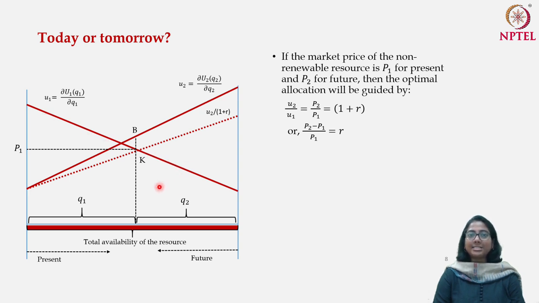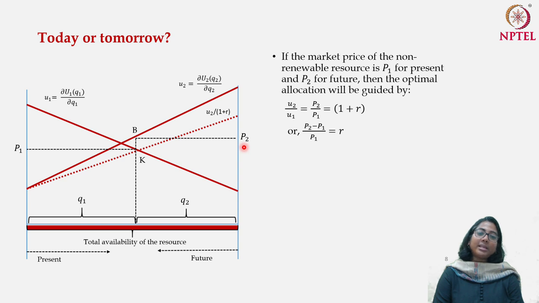However, what is the price that is going to be charged tomorrow? Tomorrow's price is going to grow at the rate R. So tomorrow's price, that is P2, is nothing but 1 plus R times P1. If I multiply P1 by 1 plus R, I end up with a price which is P2, because this BK is giving you the factor 1 plus R. So the rate at which price increases is equal to the rate of time preference.